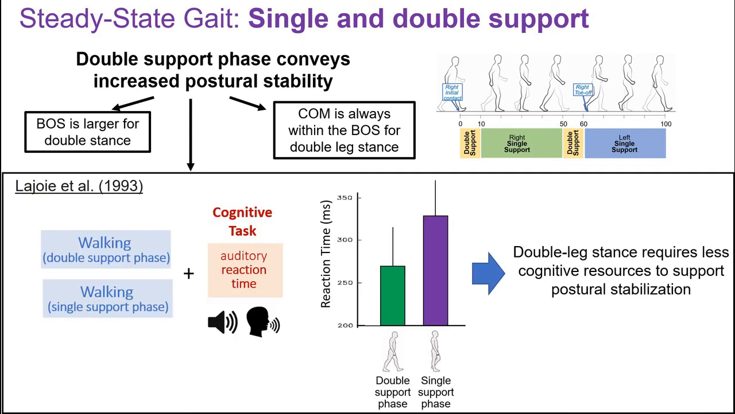The stability conferred by double support phase is also revealed in the results of cognitive dual tasking experiments. Here we're looking again at an experiment that was conducted by Lohoy and colleagues. If you recall, participants said the word top as fast as they could after hearing a sound. They observed that reaction times were far quicker if they had to react to the stimulus during the double support phase. This suggests that double leg stance requires less cognitive resources to support postural stabilization.